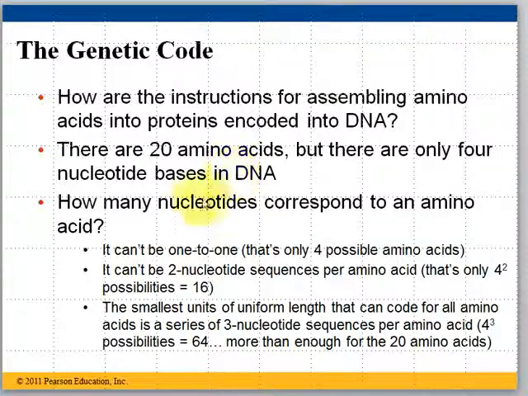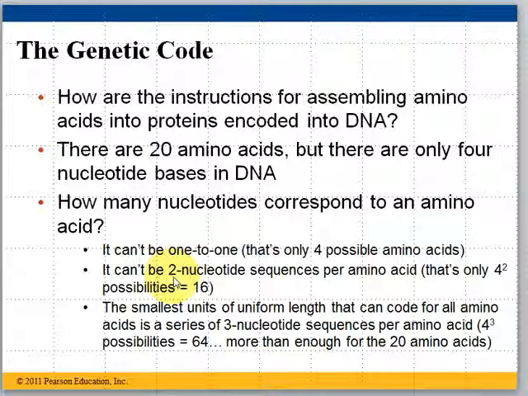How can you do that? How many nucleotides correspond to one amino acid? So that was one of the first puzzles to figure out. You know it can't be 1-to-1, because if one nucleotide coded for one amino acid, well then that would only be 4 possible amino acids, and there's 20. So somehow we have to get to be able to code to 20 amino acids.